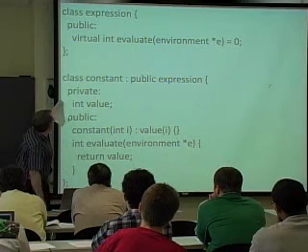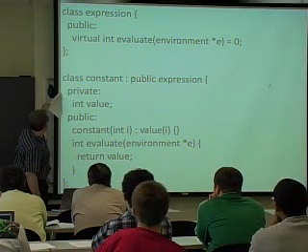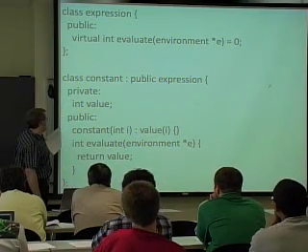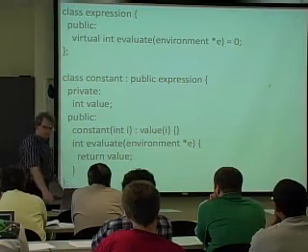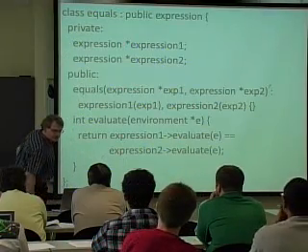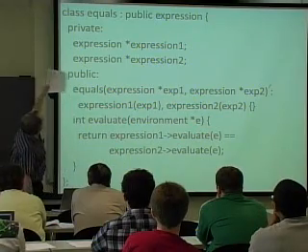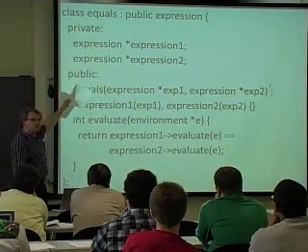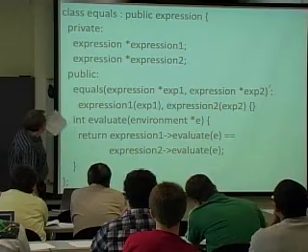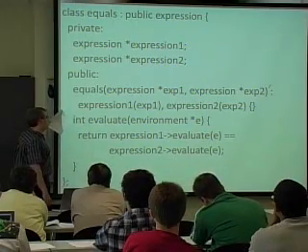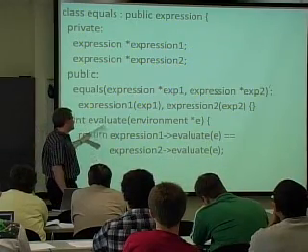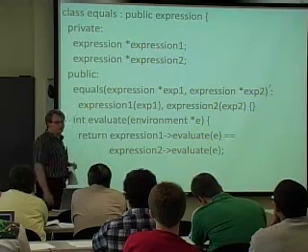Constant, this should be looking familiar, right? We have a value, and then when we try to evaluate the constant, we ignore the environment, we return the value. And I'm going to skip down to the equality test. We've got the two sub-expressions. We're going to compare for equality. At runtime, when we try to evaluate this expression, we have to evaluate both of the sub-expressions, and then we return that value.